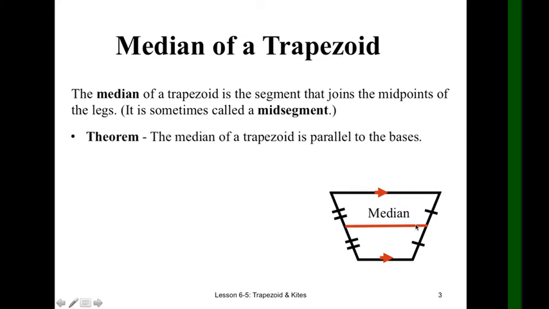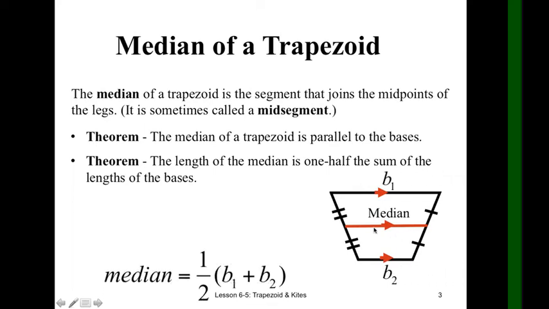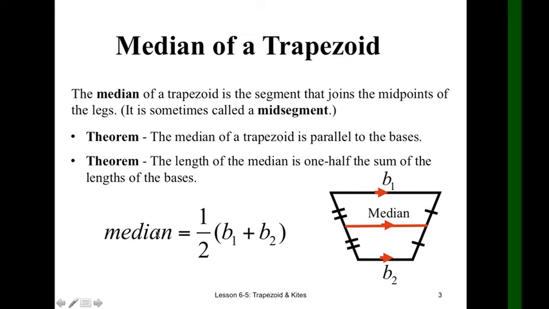So theorem: the median of a trapezoid is parallel to the bases. So ito yung median, parallel siya sa mga bases, no? Nakapagitna siya. So another theorem: the length of the median is one half the sum of the lengths of the bases. So pag inadd mo daw yung base 1 tsaka base 2, then divide by 2, yun ang measurement ng median. So B1 and B2. Therefore, to solve for the median of a trapezoid, we have 1/2 times B1 plus B2.